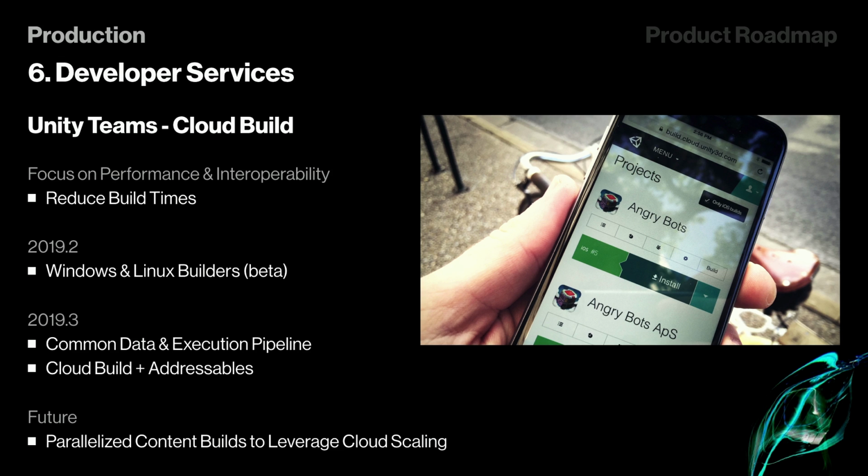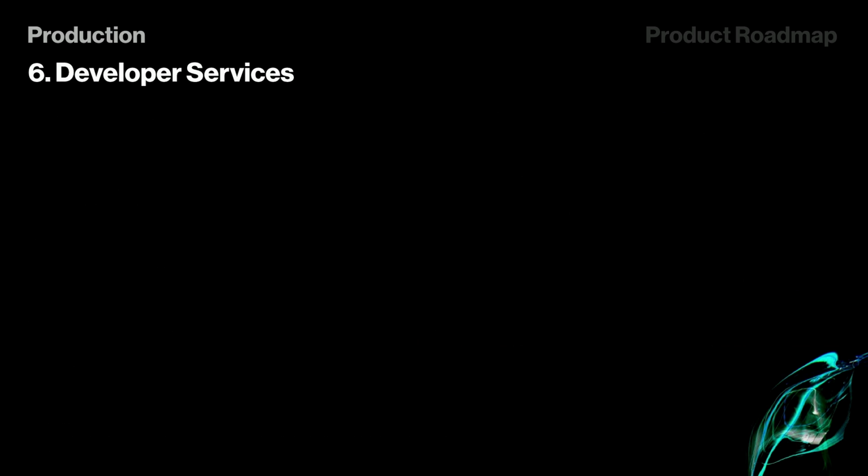So addressables we'll talk about in a little while. Addressables are the replacement for asset bundles, which is how you can deliver content after you ship your game. They're a whole new system, and they're much, much better, I promise. And in future, we're working on parallelized content builds to leverage cloud scaling, so you can just deliver builds to yourselves, your team, and to testers a lot more quickly.